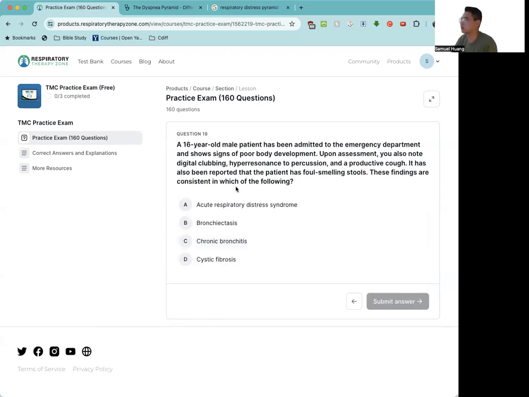All right. They came into the ED for body development. What does that mean? Are they fat? They skinny? Oh, okay. Digital clubbing. So clubbing differential, it's not always in COPD, cystic fibrosis. There are certain cancers, like I think adenocarcinomas, but this 16-year-old doesn't seem like he has cancer. Hyperresonance to percussion, productive cough, so maybe still COPD, cystic fibrosis.